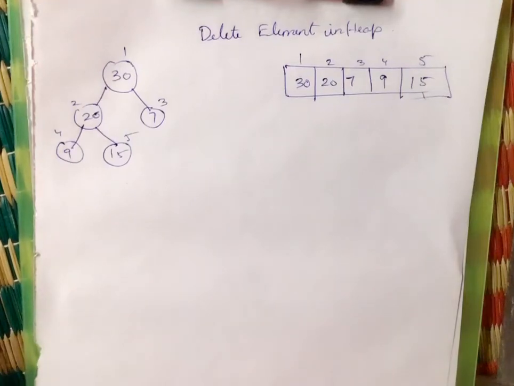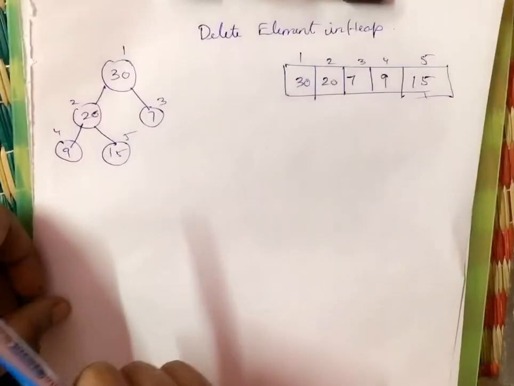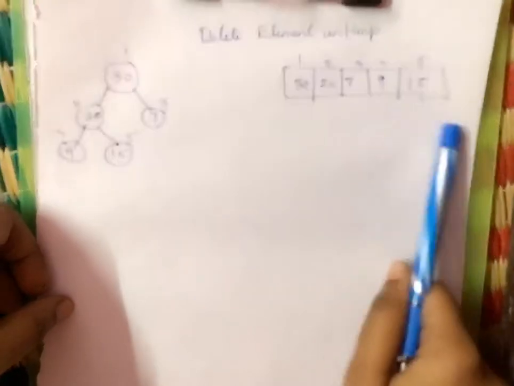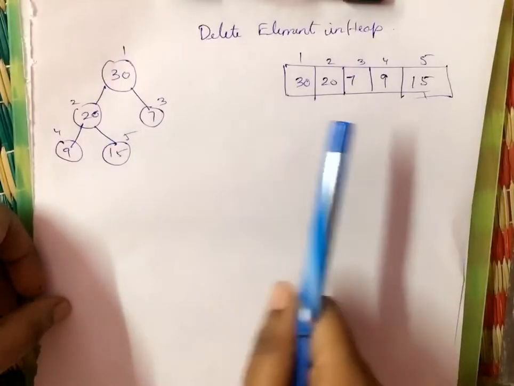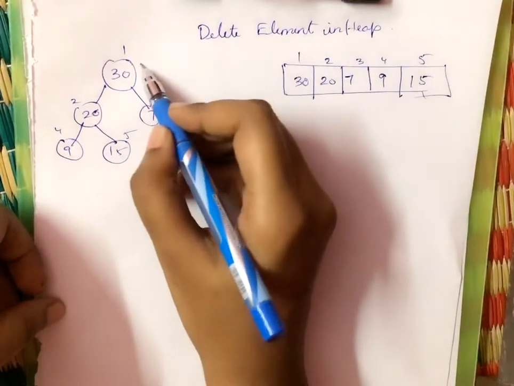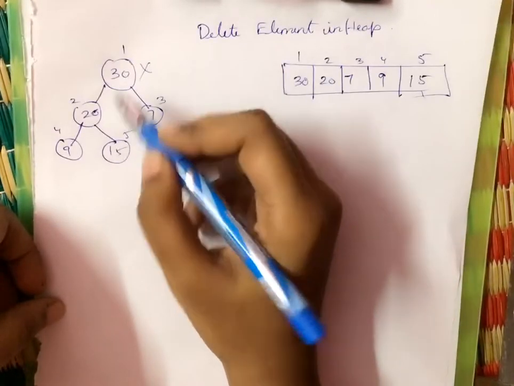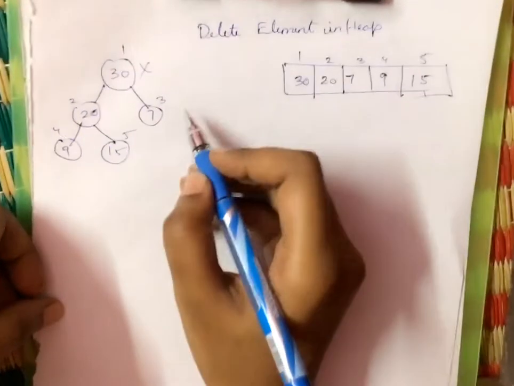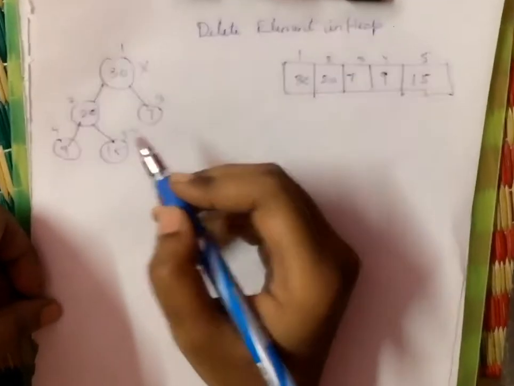So now we are going to delete the elements in the heap. Same diagram as we did in insertion, we have this array, right? So same thing we are going to delete. In a deletion in a heap tree, we need to delete the root value. Always we need to delete the root value. So after deletion of 30, what will be there?